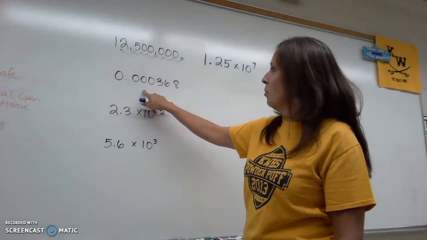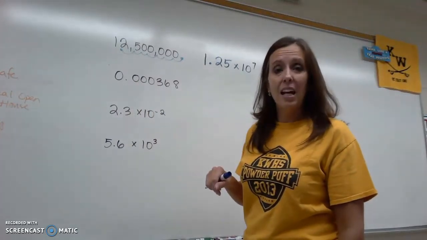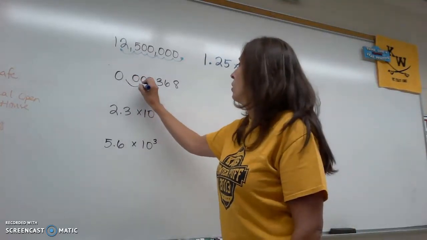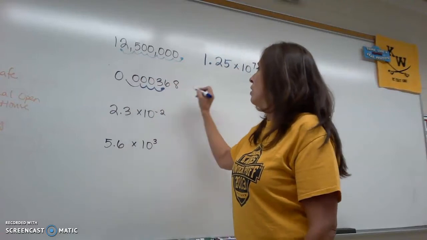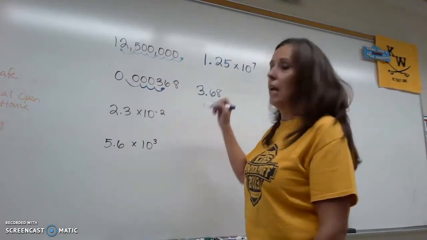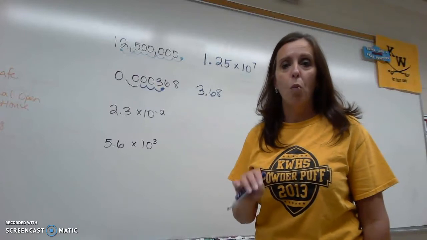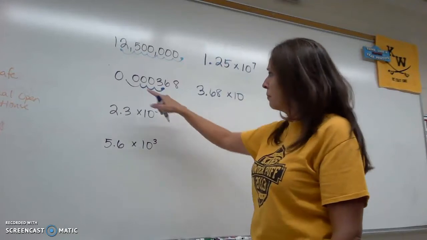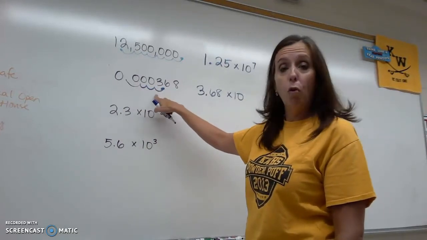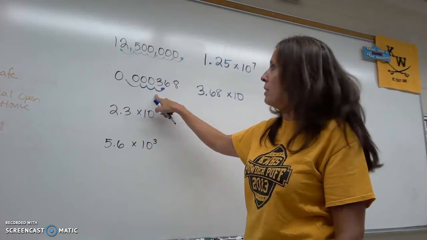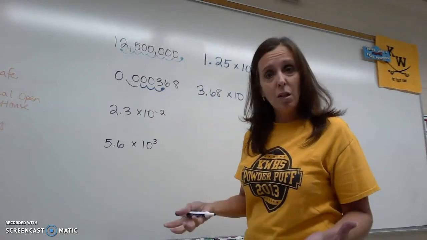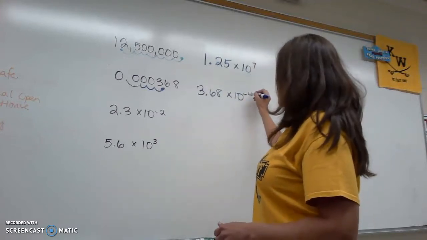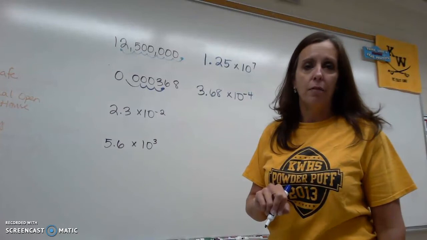Now, what happens when you get a number that's a decimal number already? Like the second example, I'm going to move that decimal again until I get a number that falls between 1 and 10. 1, 2, 3, 4. 3.68 is a number that falls between 1 and 10, so I can use that. Then I write my times 10. I moved my decimal 4 times, but this time I moved my decimal to the right-hand side, or I was dealing with a really tiny decimal number. So when you do that, you indicate that it's a really tiny number by making that 4 negative, okay?